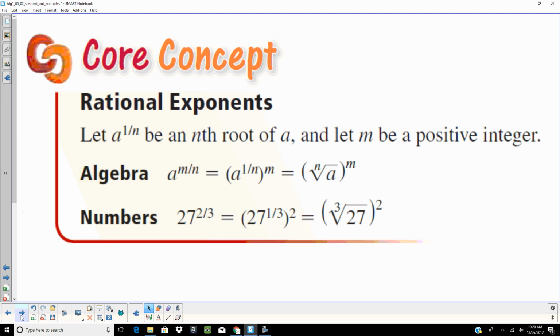So you've already kind of been exposed to this a little bit, but you can rewrite a radical as an exponent and vice versa. So if I've got a to the m over n, that denominator is my index, that numerator is what it's being raised to the power of. So if I have 27 to the 2/3, the 3 is my index. The 2 is what it's being raised to the power of. I'm going to put a star by that. That is some good information to know.